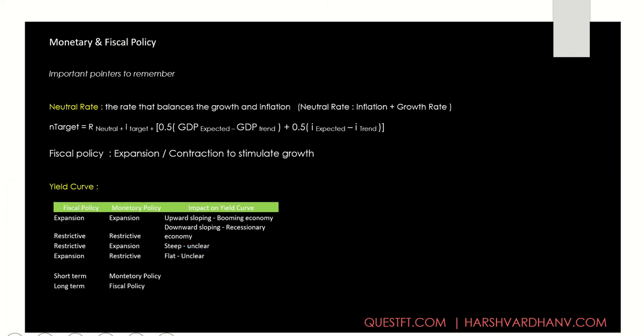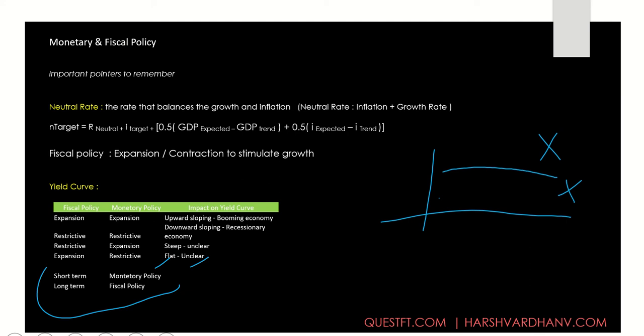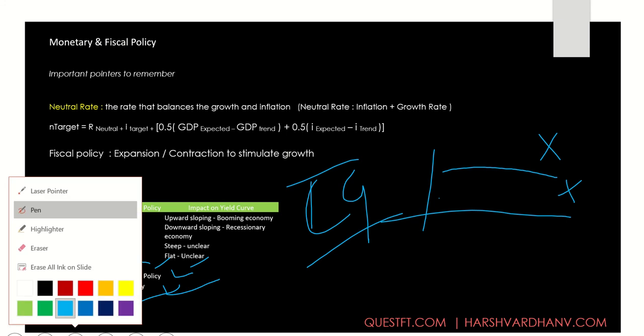The opposite of that is also true. Fiscal policy is expansionary, where the government is ready to spend at a lower interest rate, but monetary policy is restrictive. In that case, you have a flat yield curve. So no direction; you don't know what the yield curve direction is. So flat and unclear. Always remember two things: in the short term, the economy is impacted by monetary policy. In the long term, it is impacted by fiscal policy, right? Because monetary policy is a tool that the central bank uses to curb inflationary pressures, so it will always be in the short term.